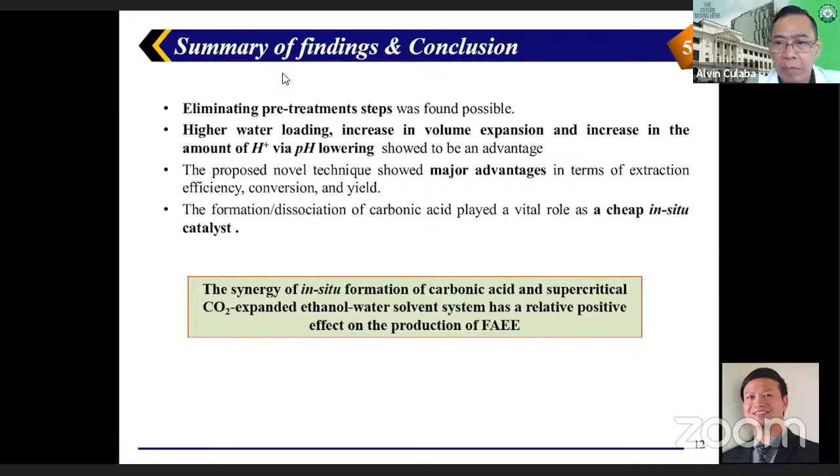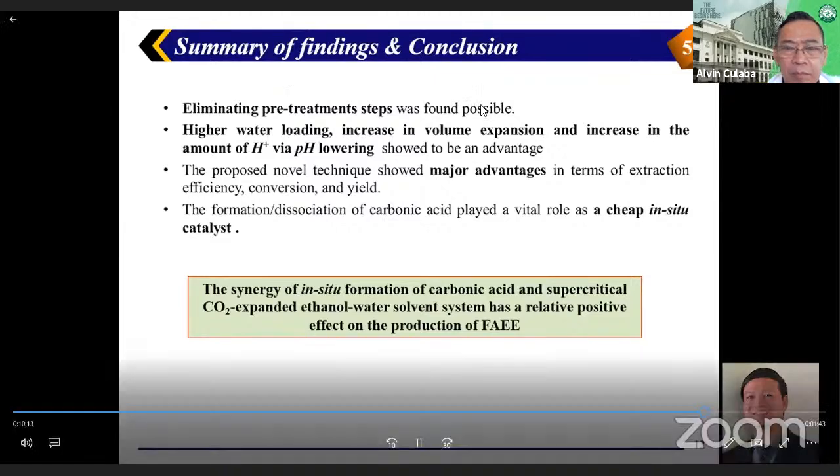Eliminating pretreatment steps and utilizing isopropanol ethanol in supercritical carbon dioxide reactive extraction was found possible. It was found that the higher water loading of the proposed novel technique showed to be an advantage. The increase in volume expansion coefficient of the solvent resulted in an increase in recovery and yield. A further increase in the amount of hydronium ion via pH lowering led to a higher recovery and yield. These results were supported by the morphological analysis of the biomass.